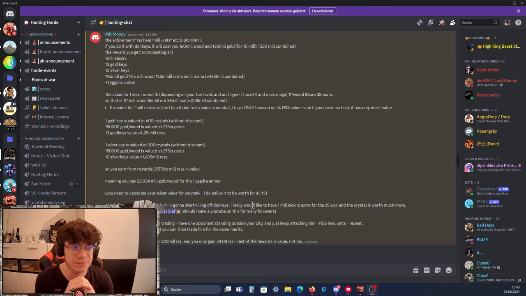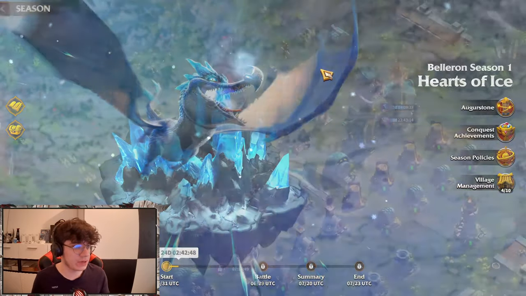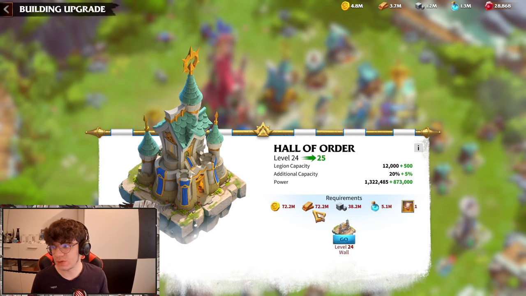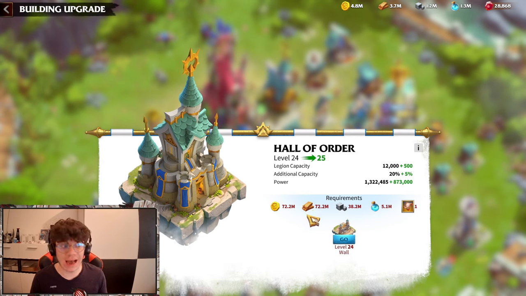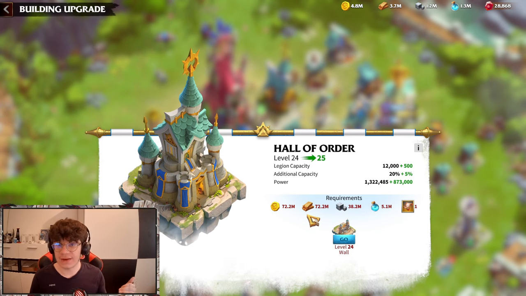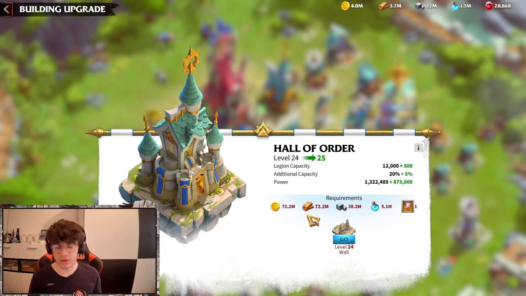So 160 million wood and gold. That is a lot, especially for T4, right? Like, alone, if you're having a look, the Horde of Order cost me 72 million gold and 72 million wood. It is basically half of the cost of what I have to pay for the Hall of Art, right?